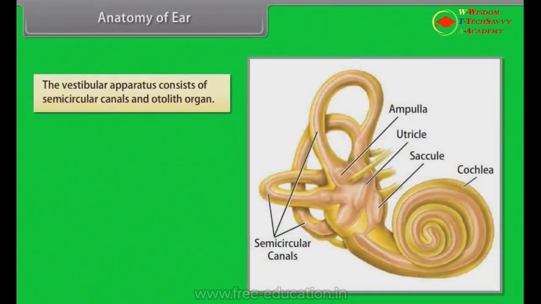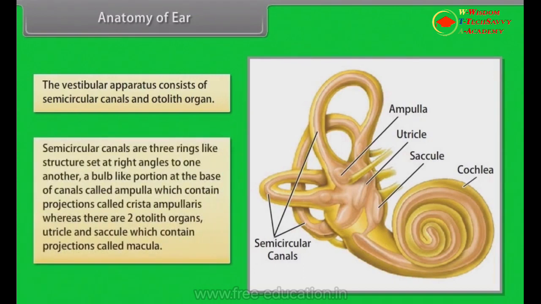The vestibular apparatus consists of semicircular canals and otolith organs. Semicircular canals are three ring-like structures set at right angles to one another, with a bulb-like portion at the base of the canals called the ampulla, which contains projections called the crista ampullaris, whereas there are two otolith organs, the utricle and saccule, which contain projections called the macula.